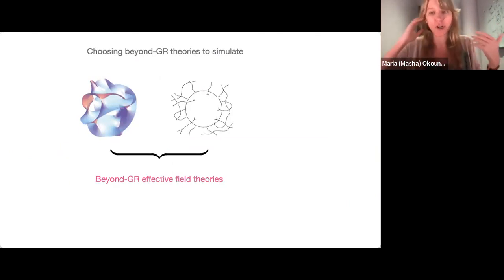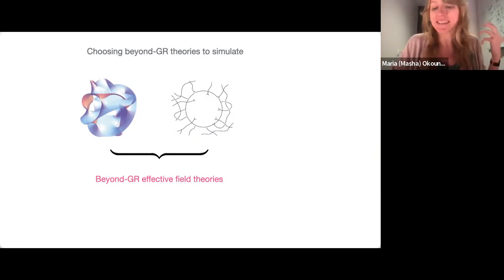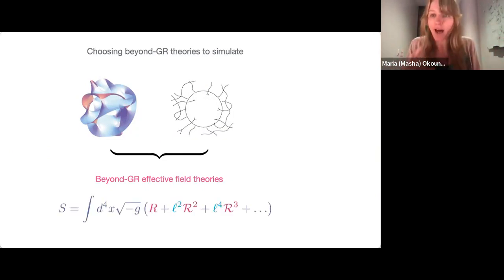And so we think about what are known as beyond GR effective field theories. These are classical theories that modify the action of general relativity through the inclusion of higher curvature corrections. Basically, what we say is that general relativity, shown by the Einstein-Hilbert action right here, is just the first term in an expansion of higher and higher orders in curvature. So this is the Einstein-Hilbert action, and then here are my higher curvature corrections.